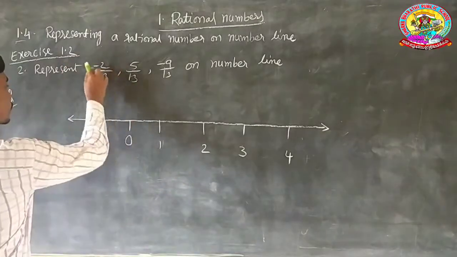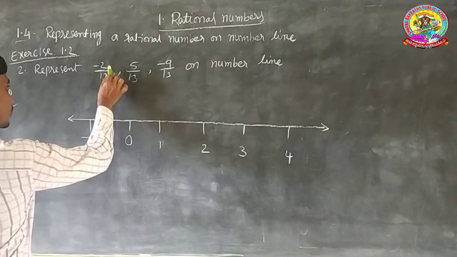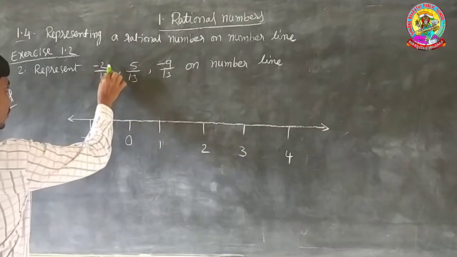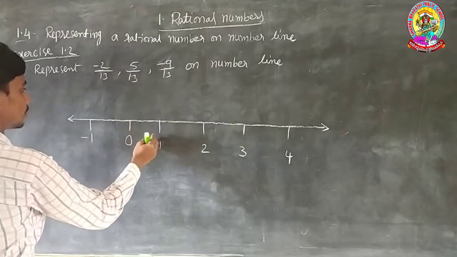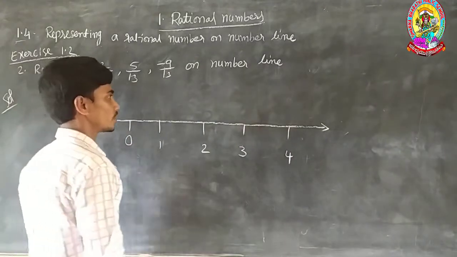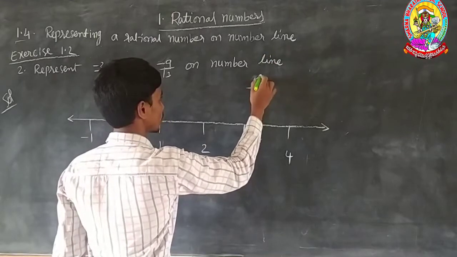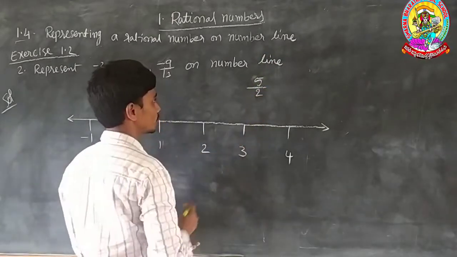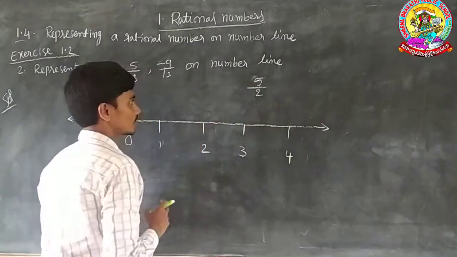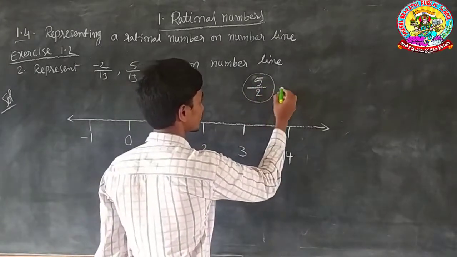Here the number given is a fraction. Whenever a fraction is given, you should observe whether it is a proper fraction or an improper fraction. If the given fraction is a proper fraction, it lies in between 0 and 1. If the given fraction is an improper fraction, the numerator is greater than the denominator, which means the value of the improper fraction is greater than 1. That's why first of all we should convert this type of improper fraction into a mixed fraction.